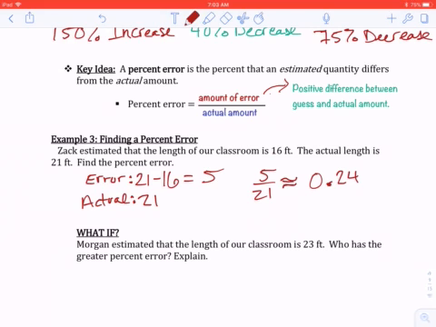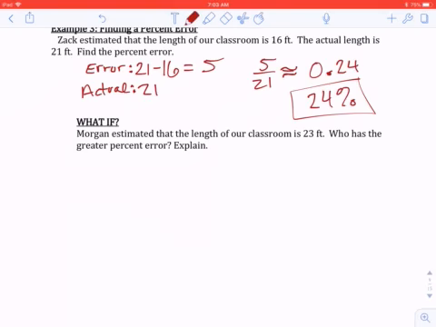So 0.24 we know is 24%. So 24% error, that's really not too bad. Okay, because again, it's still going to be out of 100 as far as our comparisons go.